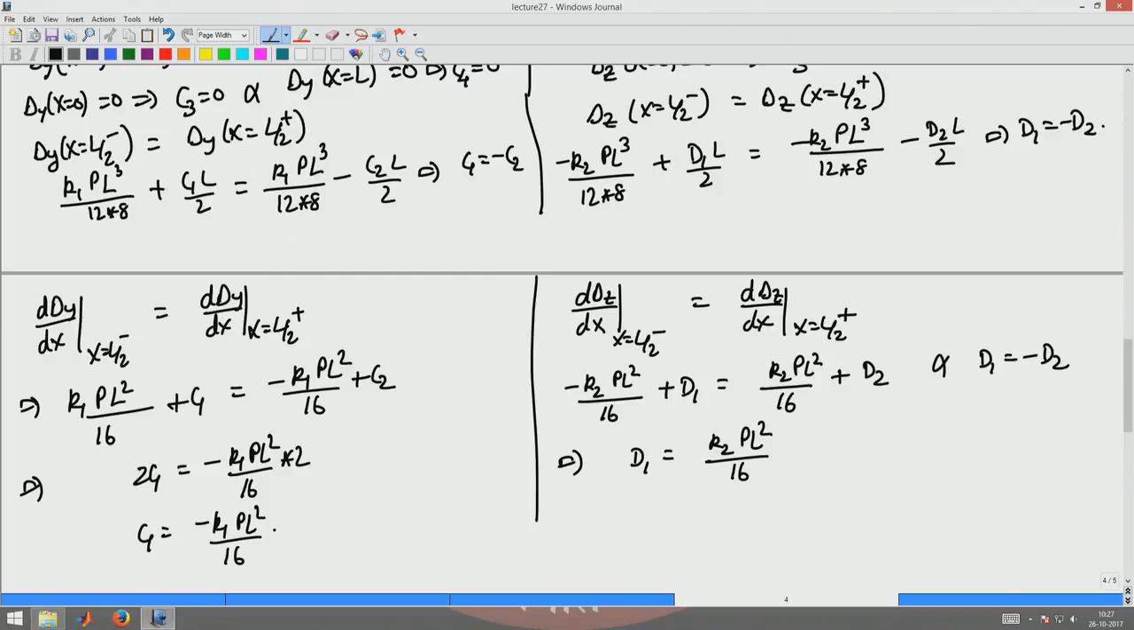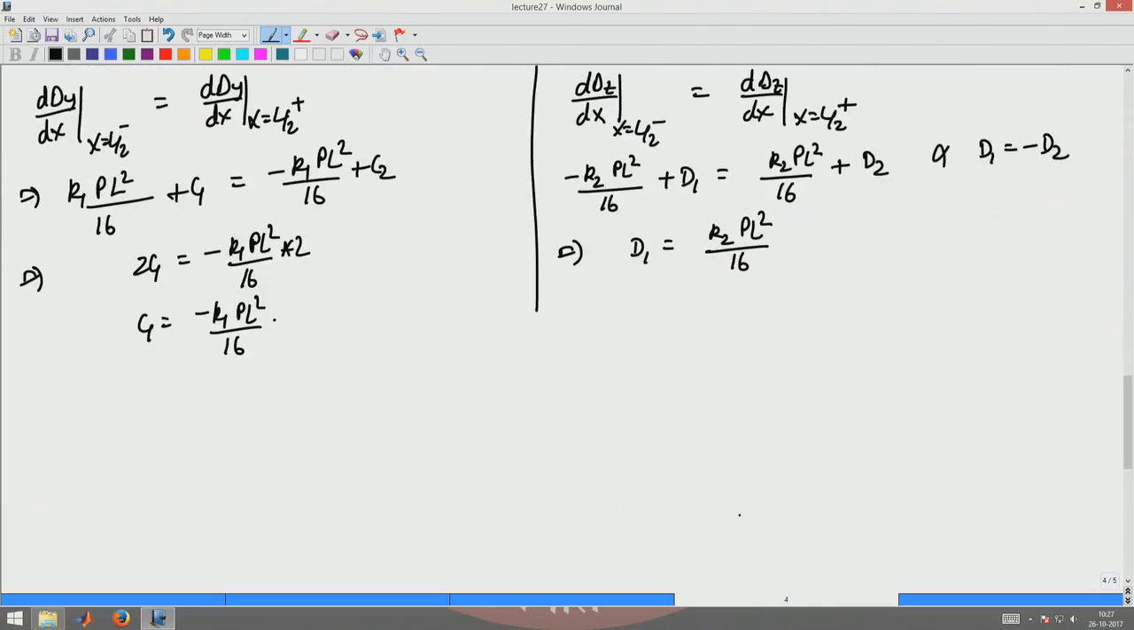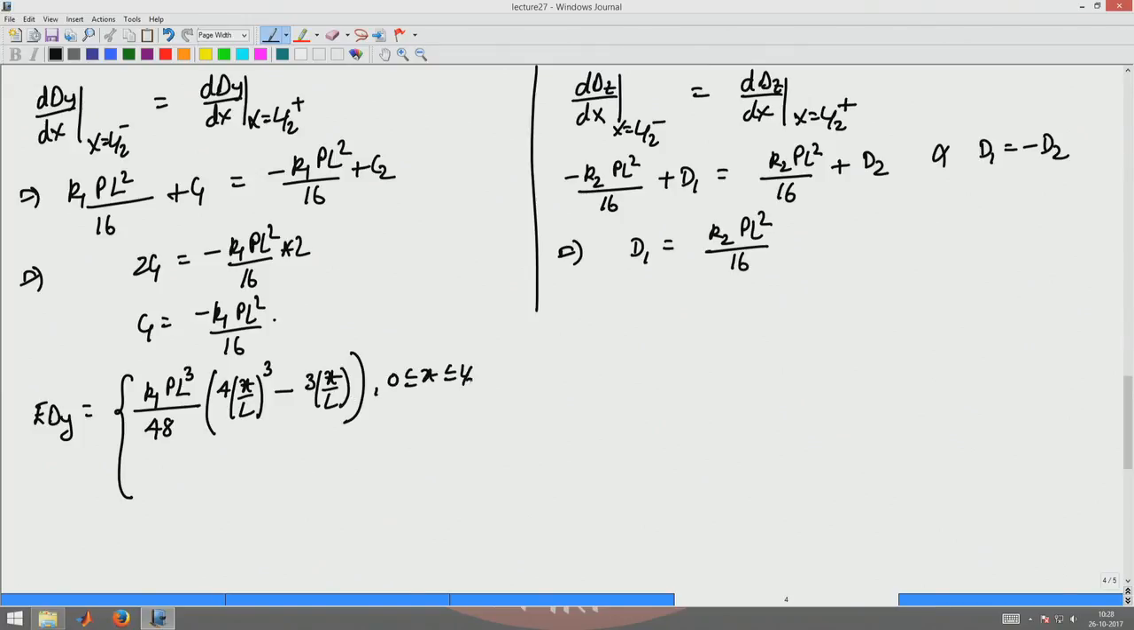Okay. Now substituting all these values of constants into the deflection equation, you have E I times delta y to be given by k1 p L cube by 48 into 4 x by L whole cube minus 3 x by L in the region 0 less than x less than L by 2, and I have k1 p L cube by 48 into 4 into 1 minus x by L the whole cube minus 3 into 1 minus x by L in the region L by 2 less than x less than L.